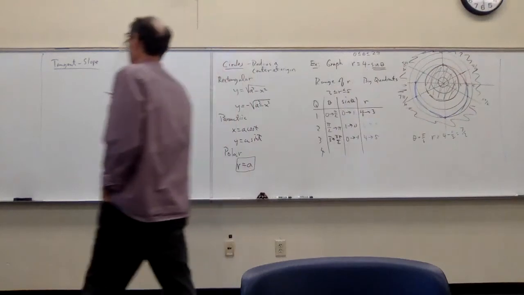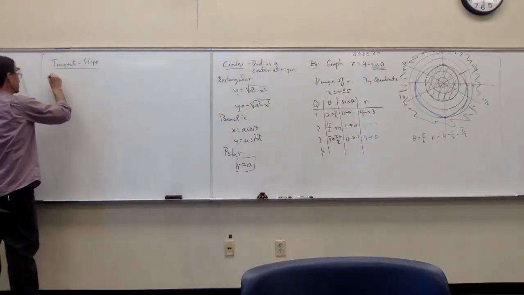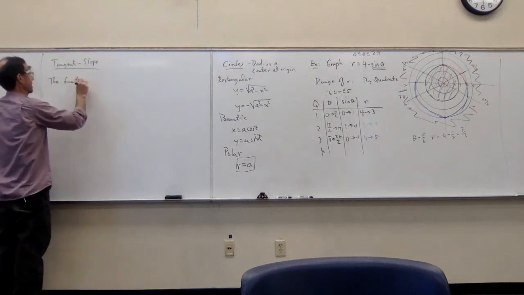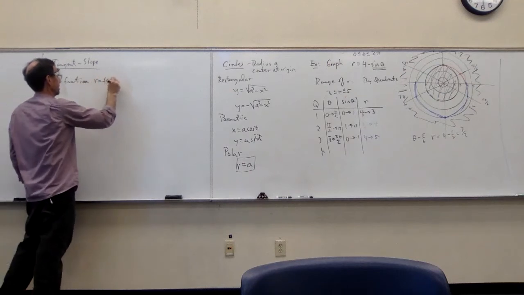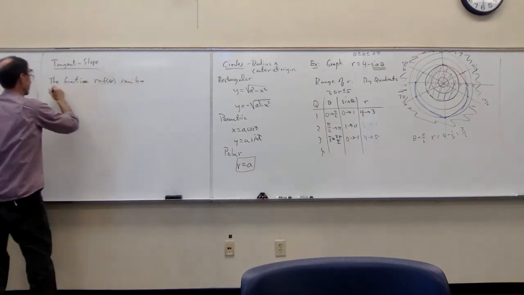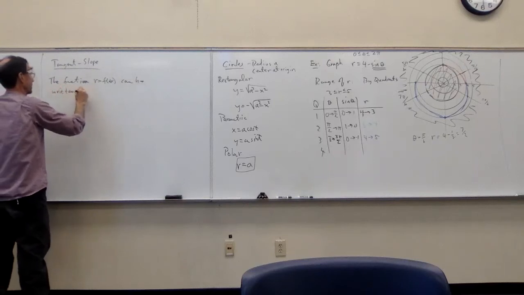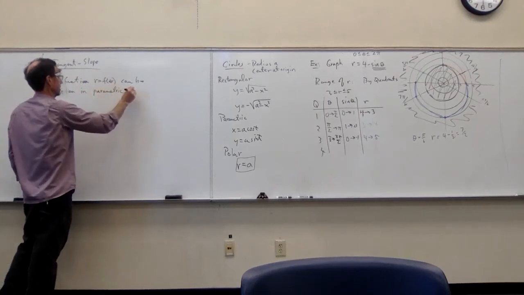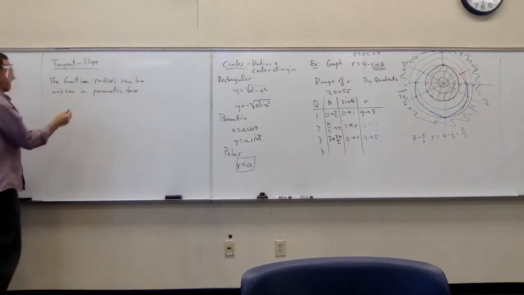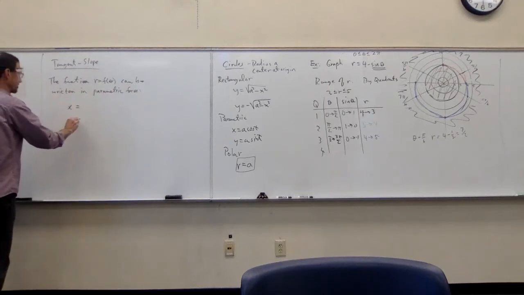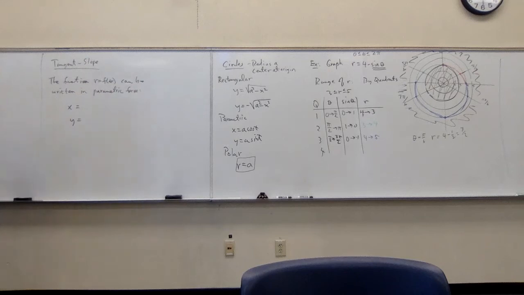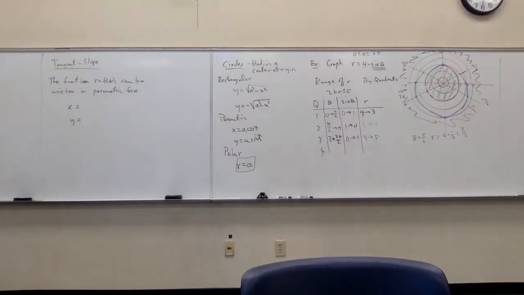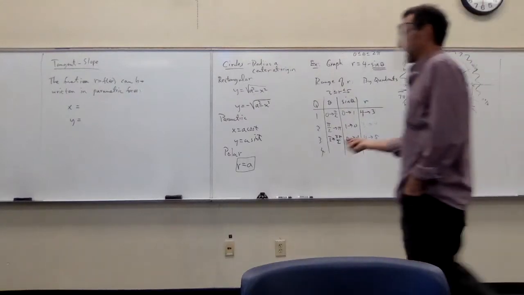Okay, so here's what we're going to do. A function r equals f of theta can be written in parametric form. Remember, parametric form means a function that tells me how the x coordinate behaves, and another function that tells me about the y, both of them in terms of some other variable.